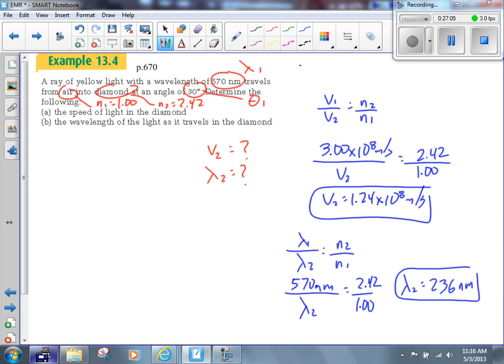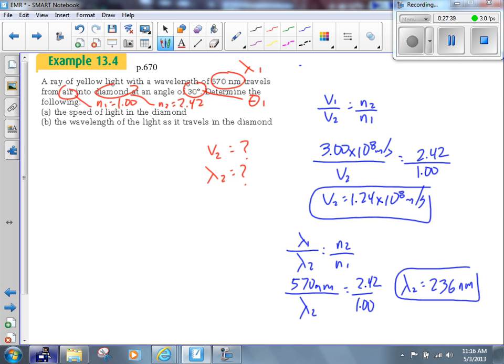Okay, let's think logically to see if this makes sense now. We went from a low to a high index of refraction. What's going to happen to the speed as we go from a low to a high index of refraction? It's going to decrease. Has it decreased here? Dramatically, yes. Okay, so we're probably right there. What's going to happen to the wavelength as we go from a low to a high index of refraction? Well, when speed decreases, wavelength also decreases. So it should go down by a factor of 2.42. Has it? Yes. It's less than half of what it was when we started.